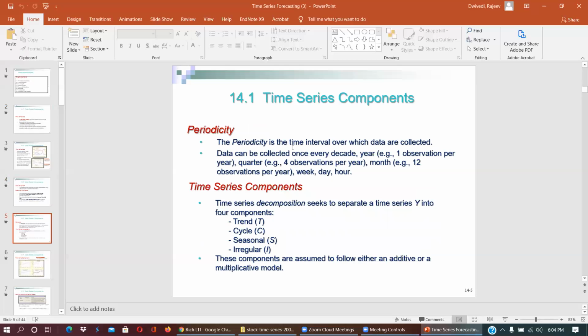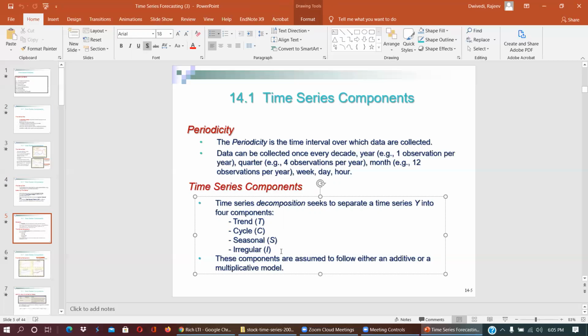Let me go directly to periodicity. Periodicity is the time interval over which data are collected: month, year, week, day, hour, quarterly. So this is called periodicity. Time series components could be trend, cyclic, seasonal, or irregular.